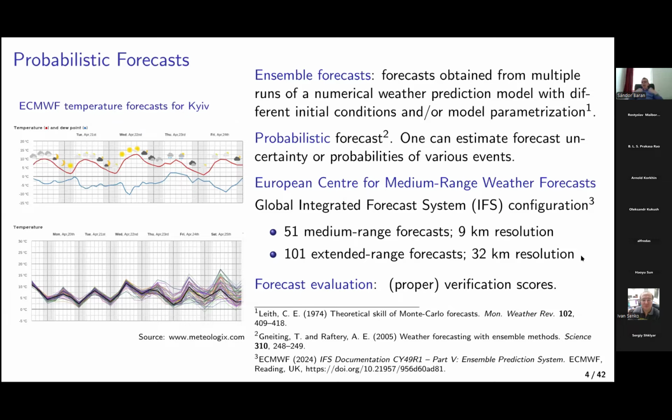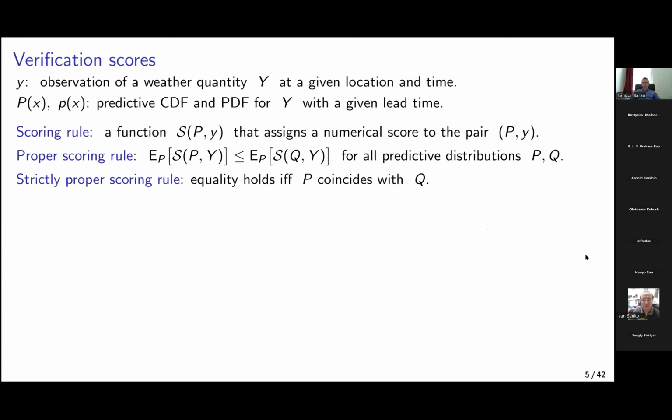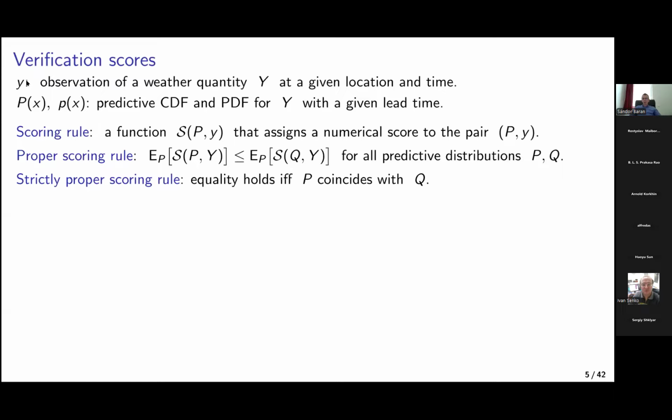But obviously, one has to evaluate these forecasts, and this evaluation is performed with the help of proper verification scores. So the question is, what do we mean by a proper score? Assume we have a weather quantity y at a given location, say Kyiv, and time point, 5 p.m. today, and we have a corresponding observation. You get, as a prediction, a predictive CDF or PDF with a given lead time. For instance, yesterday noon a forecast was initialized for today at 5 p.m. Obviously, if we have an ensemble forecast, we can just get the sample CDF.